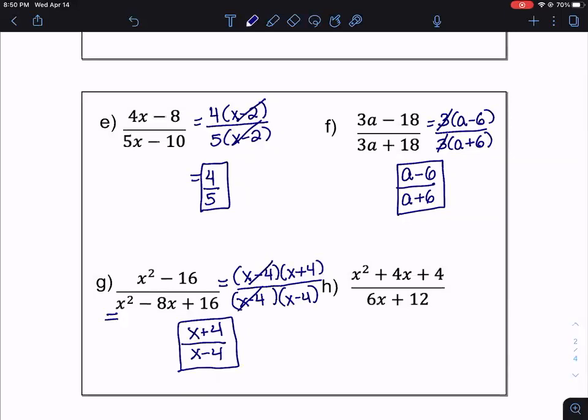Okay, so let's see how you guys did. So the numerator does not have a GCF. It is a trinomial with the a value being 1. So there are my 2 binomials. Factors of 4 that add to 4 are 2 and 2.